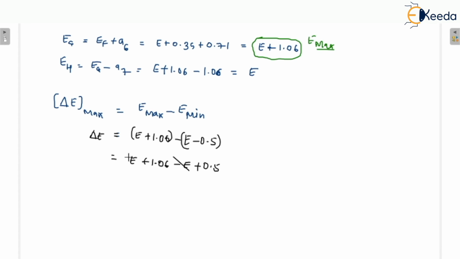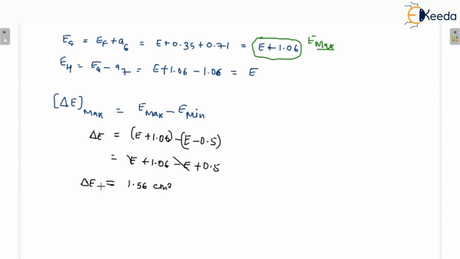So you can see here this would be cancelled out, and finally you will get the value of delta E maximum. You can calculate here that is 1.06 plus 0.5, and you will get the value 1.56. And what is the meaning of 1.56? Basically this is the summation of area, so this is the centimeter square.